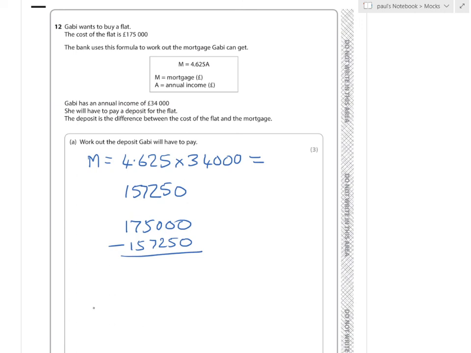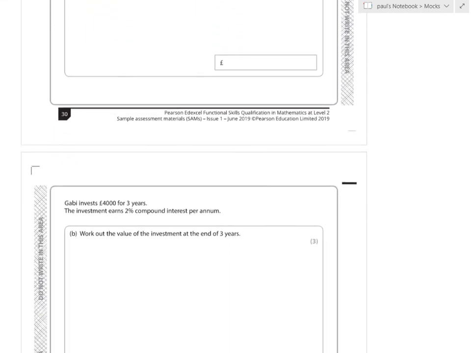So 175,000, take away what the mortgage was, and we're left with 17,750 deposit. Let's make sure that's right. 17,750 deposit. So yeah, this is a very difficult paper, this one.